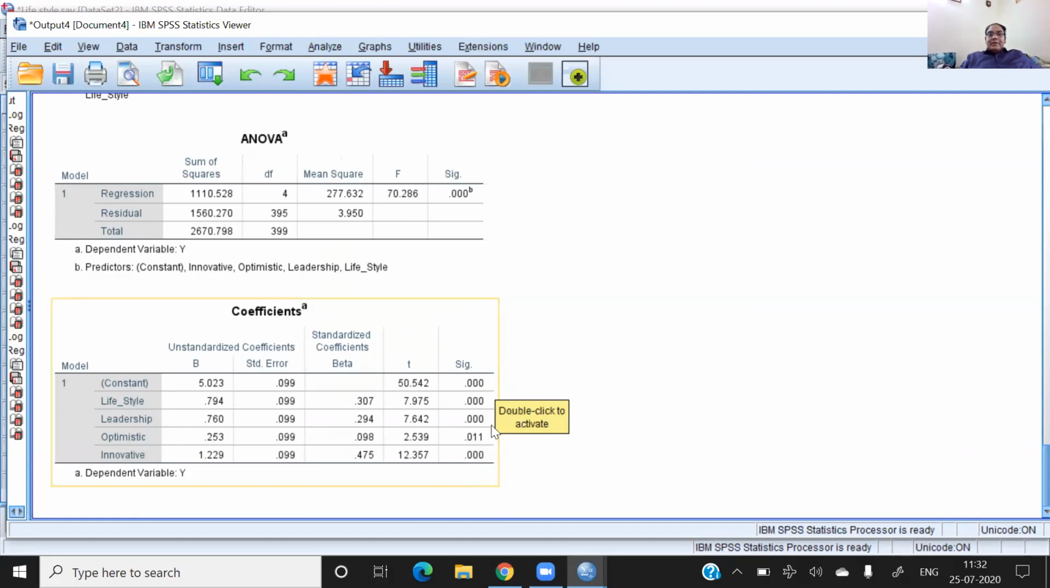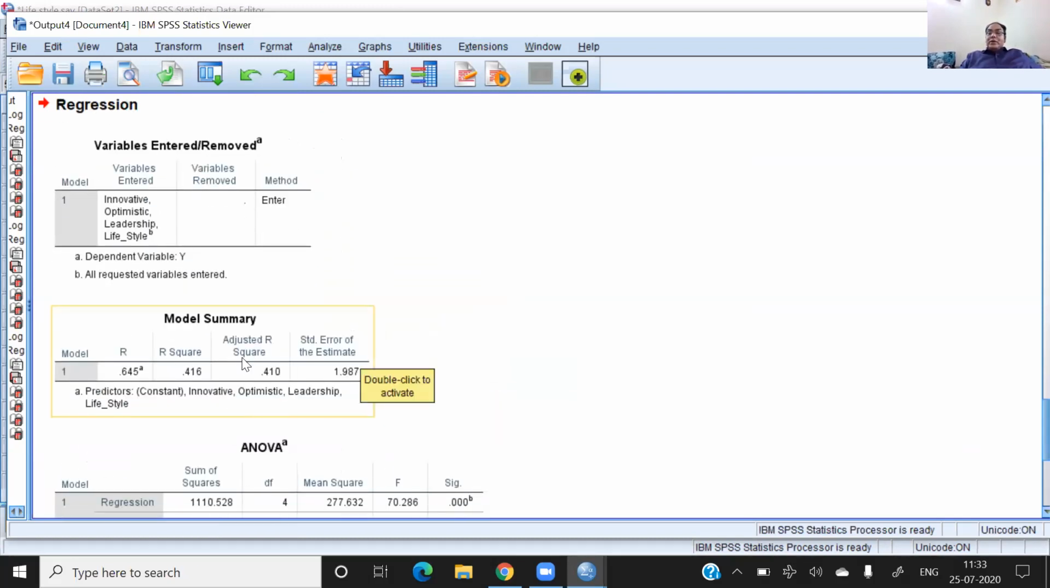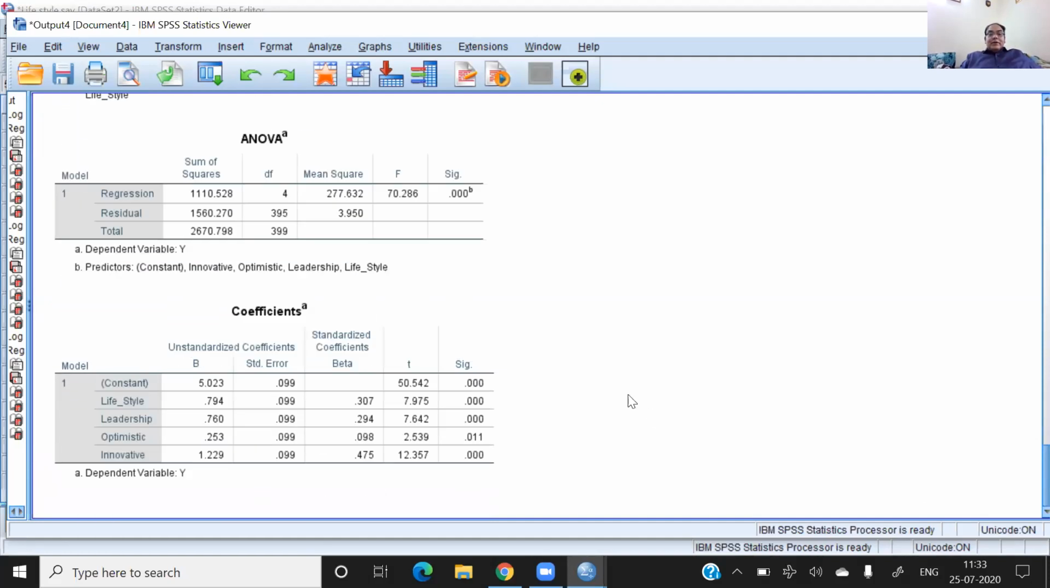I'm happy that my model is finalized, and this is my final model where all the independent variables are significant, and this is the highest adjusted R square I can have with these independent variables. This is the maximum adjusted R square I can have in the available variables. So this is the concept of T statistic and adjusted R square.